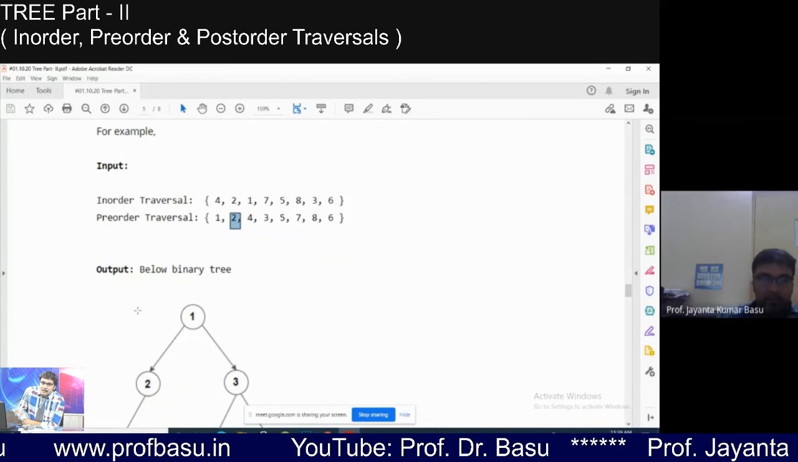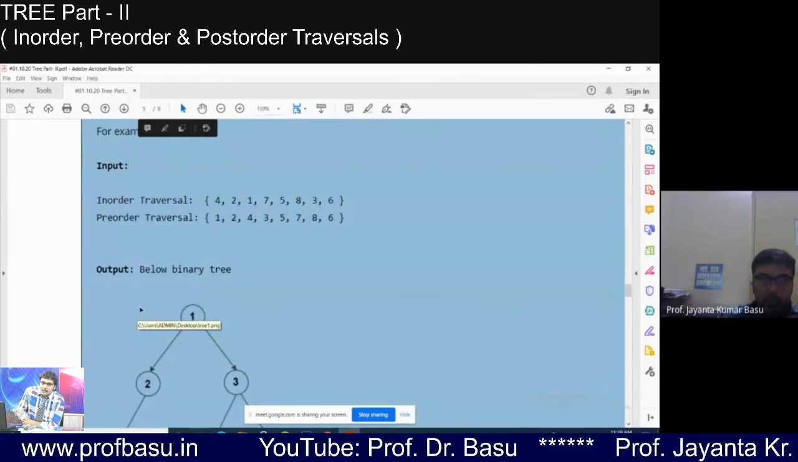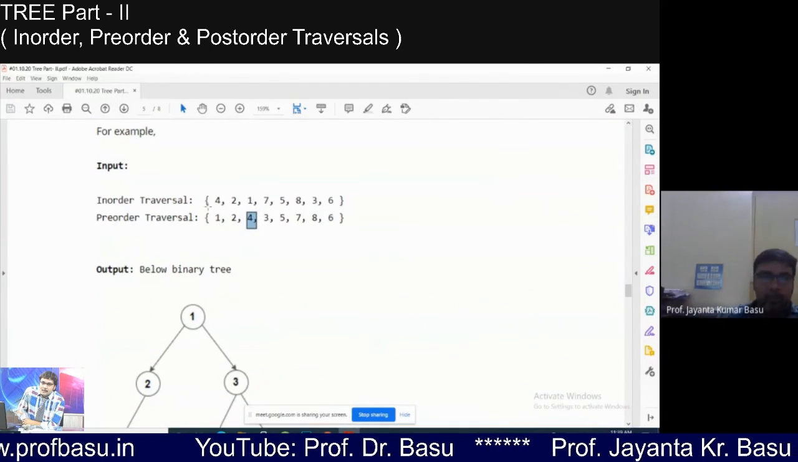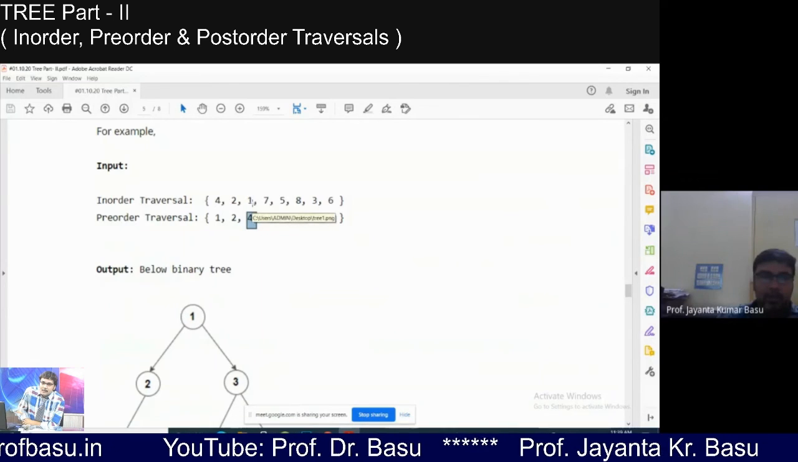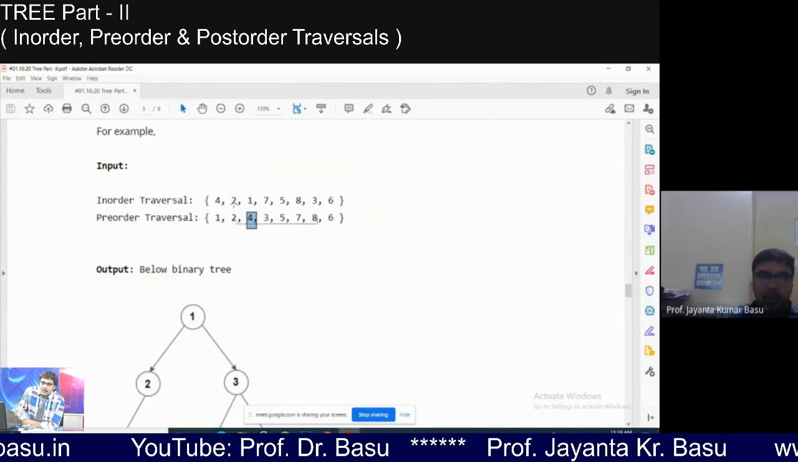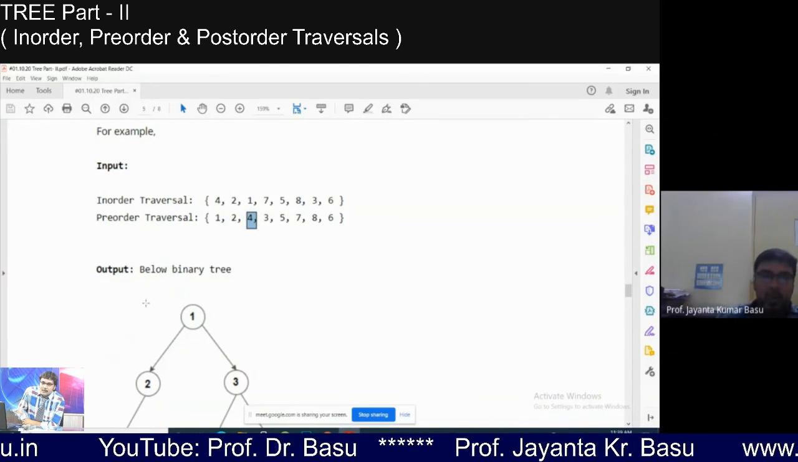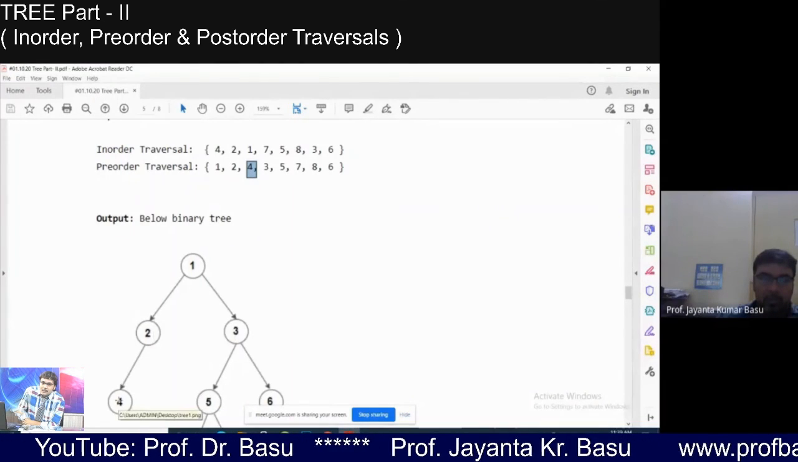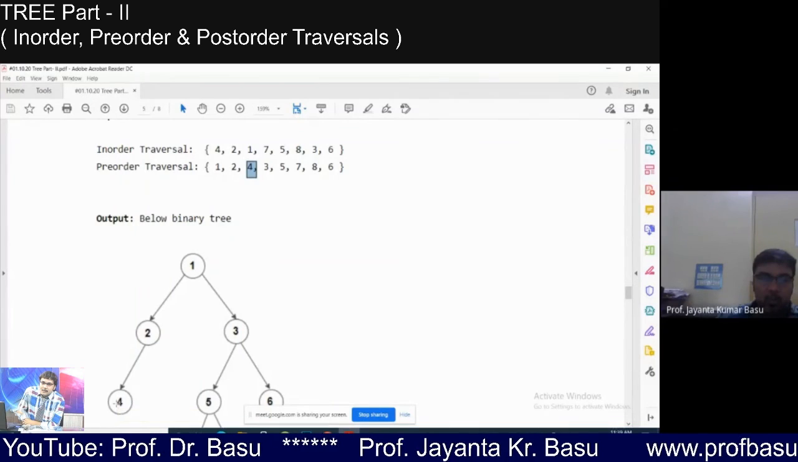Then after 2, 4 will come, right? So check the position of 4 in in-order. It is coming on the left side of 1 and the left side of the 2 as well. So 2 is on the left side of the 1, and on the left side of the 2, 4 comes.